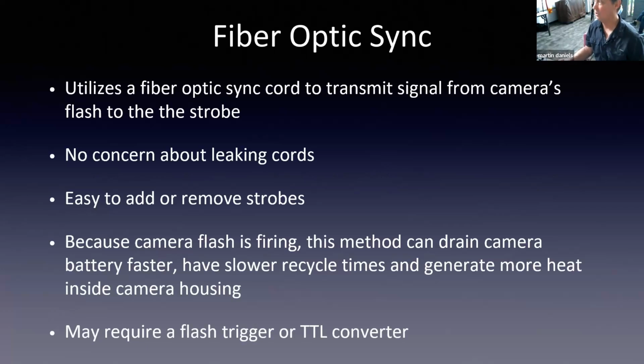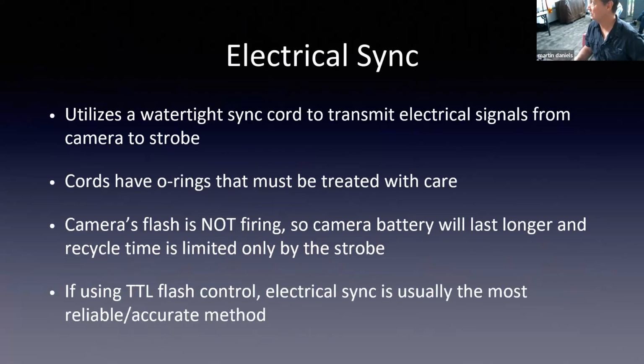The disadvantages are that you're using your actual strobe on your camera. So you tend to eat up the battery on your camera faster, possibly generate more heat in the housing, and possibly have slower recycle times due to utilizing that camera flash. My camera doesn't have a flash. Yeah, if you don't have a flash, it may require a flash trigger or a TTL converter in addition to a flash trigger. So electrical sync uses an O-ring seal, a watertight connection.